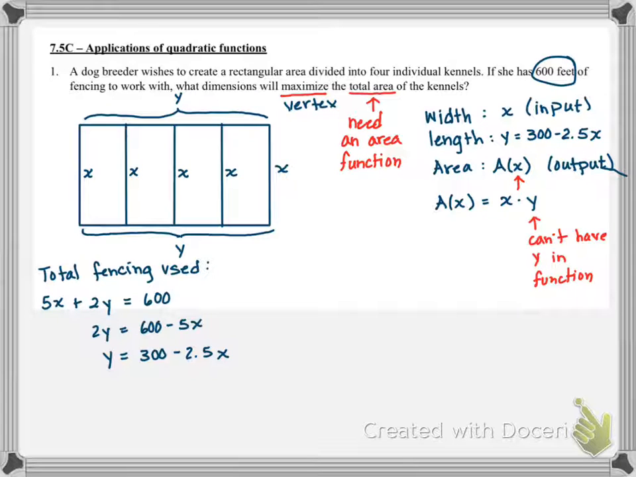And so now I can replace y with 300 minus 2.5x in my area function. So my area function is A of x equals x times (300 minus 2.5x). We'll go ahead and distribute. So negative 2.5x plus 300x. Oh, sorry, that's squared. x squared.